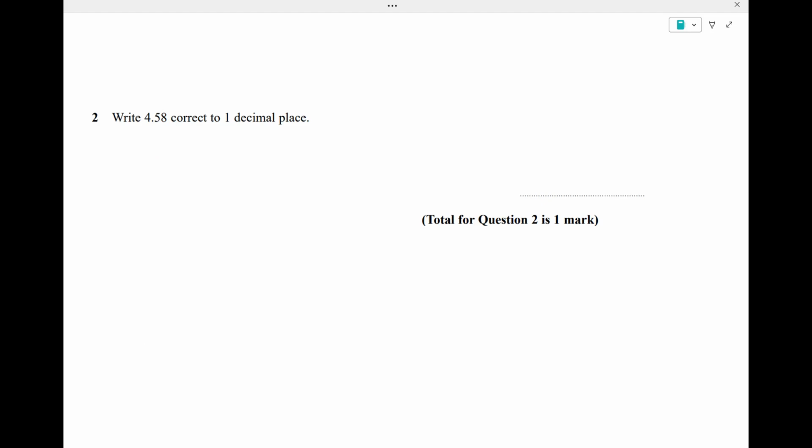This here is a real-life exam question from the 2019 GCSE Paper 1. Write 4.58 correct to 1 decimal place. So we have 4.58. We want 1 decimal place, so we're just going to count 1. We're then going to draw a line, we're going to cut it off. I'm going to look at the next digit, which is an 8. 8 is greater than 5, and so we're going to round the 5 up, giving us an answer of 4.6.